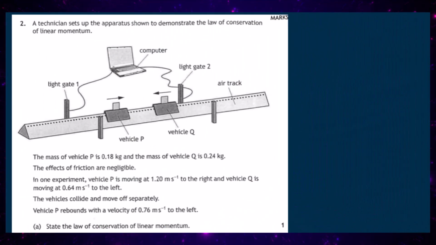Question 2 from the 2025 Higher Physics Examination from the SQA. A technician sets up the apparatus shown to demonstrate the law of conservation of linear momentum.